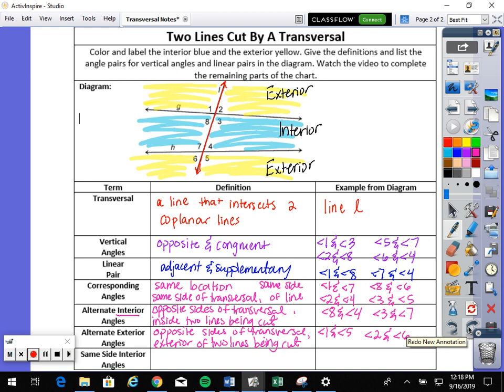Okay, last one is same side interior. So you can kind of imagine what that's going to be, the same side of the transversal and then inside the two lines cut. So same side of the transversal, inside two lines being cut. And we're going to have angle 8 and angle 7, and then angle 3 and angle 4.